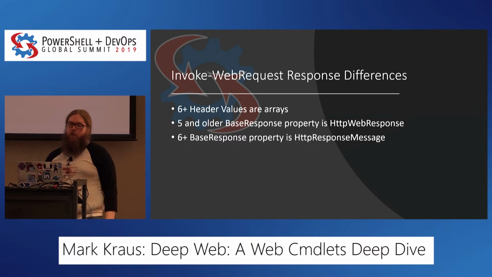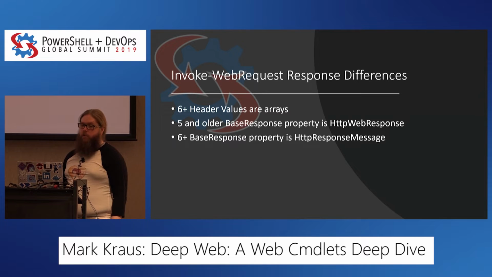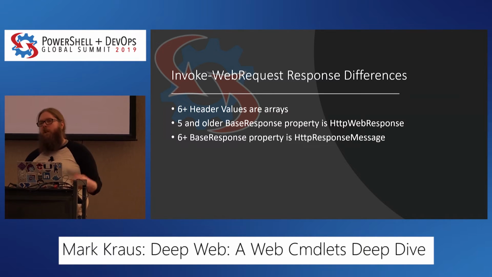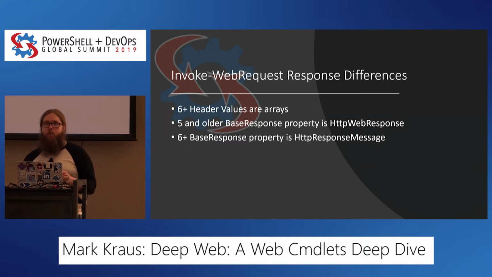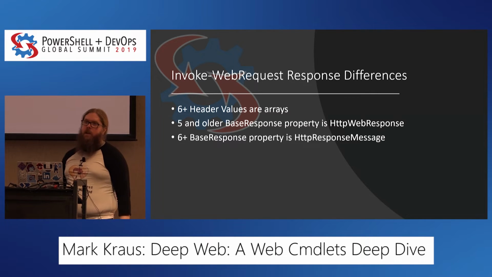So Invoke-WebRequest response differences is one of those changes. The header values are now arrays. When you did Invoke-WebRequest and got back the object with the headers property on it, that would usually be a single string. Now it's an array of strings, and it might only have one string in there, but that's a difference that might trip you up a little bit.